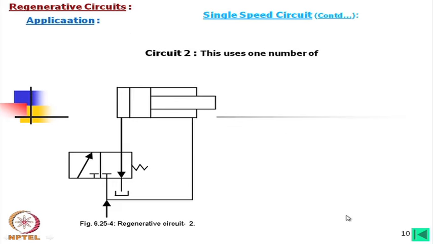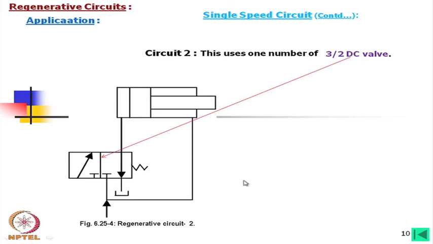Now, if we go to circuit 2, in that case, what have we used? A DC valve again, and that is 3 by 2. Why 3 by 2? There are 3 ports, 2 positions, or you can say 3 way, 2 positions. So, 3 by 2 means 3 way, 2 position valve, always the number of ways is at the beginning. So, 3 by 2 DC valve.